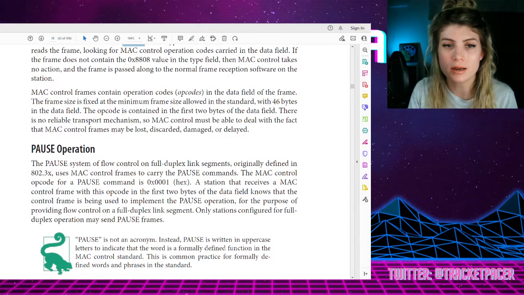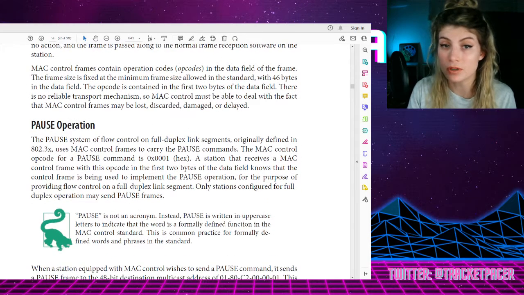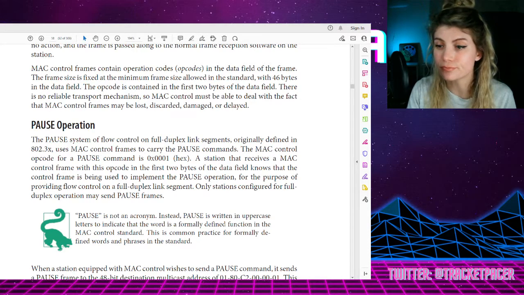Okay, MAC control frames contain opcodes in the data field of the frame. The frame size is fixed at the minimum frame size allowed in the standard, with 46 bytes in the data field. The opcode is contained in the first 2 bytes of the data field. There is no reliable transport mechanism, so MAC control must be able to deal with the fact that MAC control frames may be lost, discarded, damaged, or delayed.